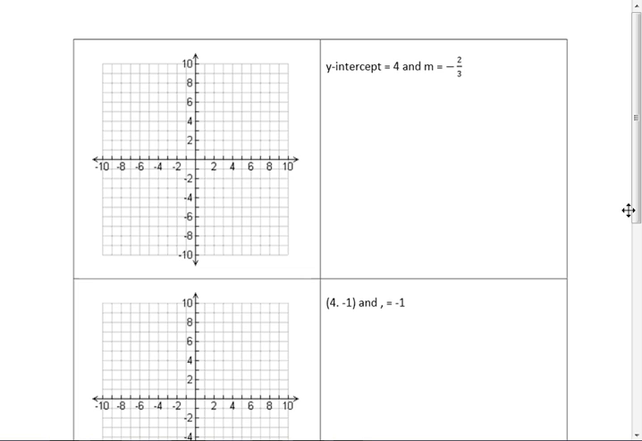No. Now, what if it's a y-intercept? Michael, what's a y-intercept? It's where the line crosses which axis? Okay, so I want to put my point on the y-axis at 4. That's the easy part. Then how do I get another point, Nick?